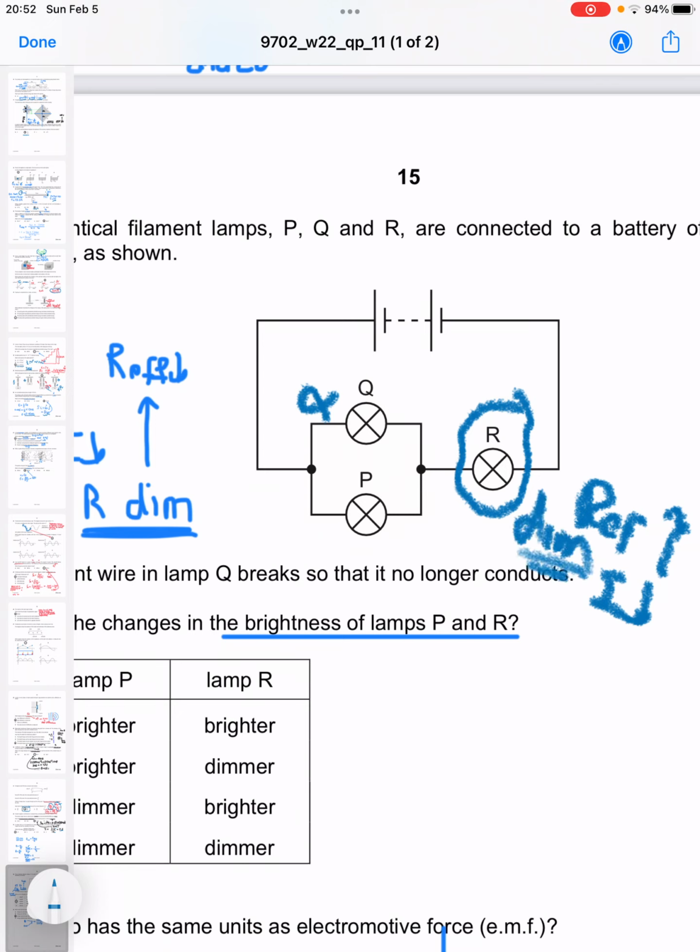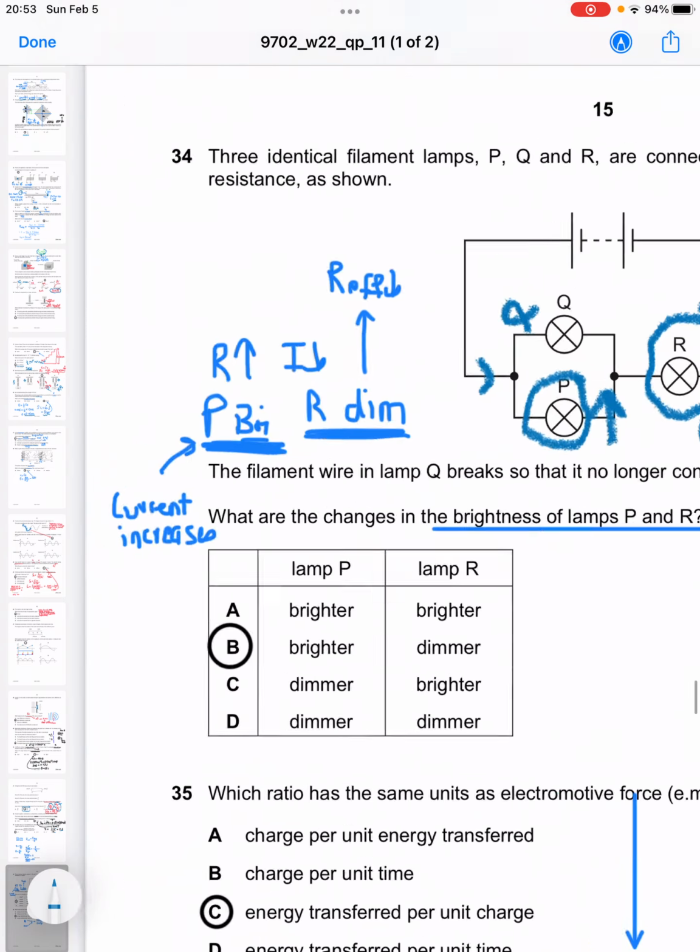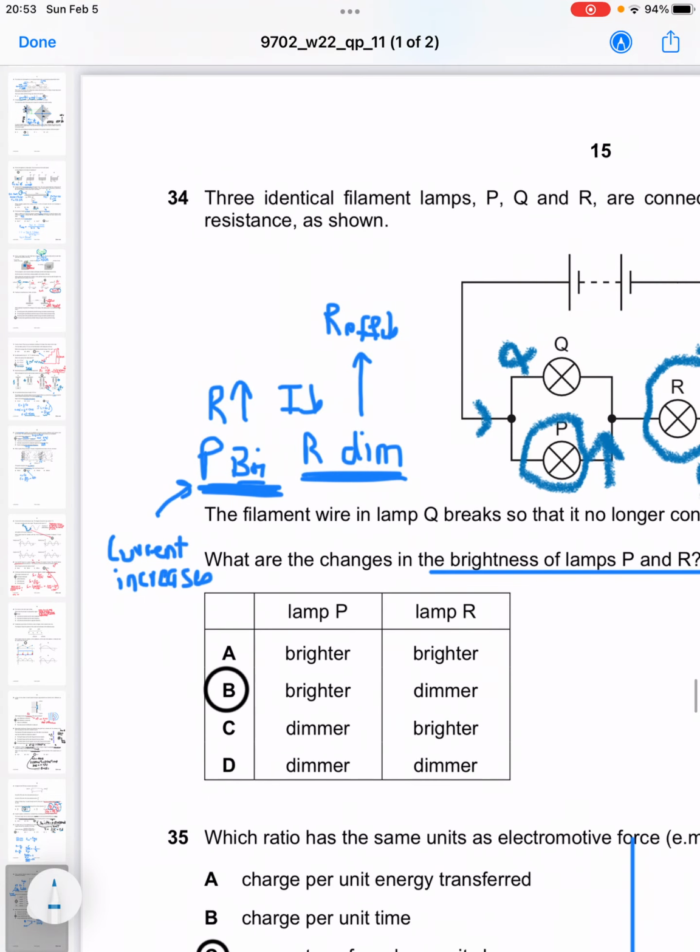So now what happens to P? Before, the current in P was coming after dividing into P and Q, like 4 ampere was divided into 2 amperes. Now P would get the whole current. So overall, P would get brighter. So B is the appropriate answer. P becomes brighter and R becomes dimmer.